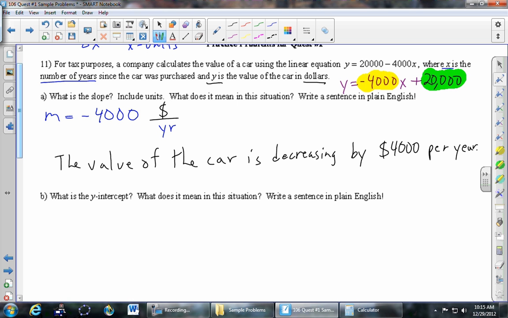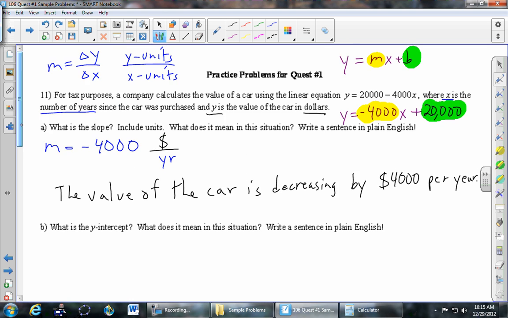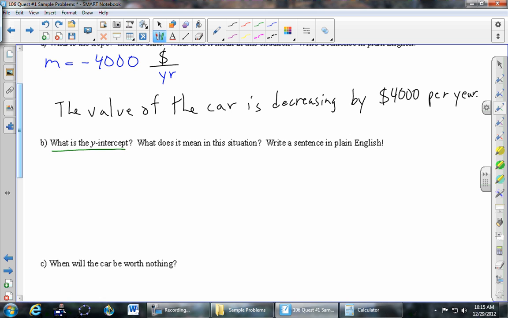Part B, what is the y-intercept? What does it mean in this situation? Write a sentence in plain English. Okay, the y-intercept is highlighted up there in green. It's B, it's 20,000. So the y-intercept is either just plain old 20,000 or 0, 20,000. So let's be clear again that the first number here measures time, and the second number here measures the value of the car. So at time 0, the value of the car is $20,000.